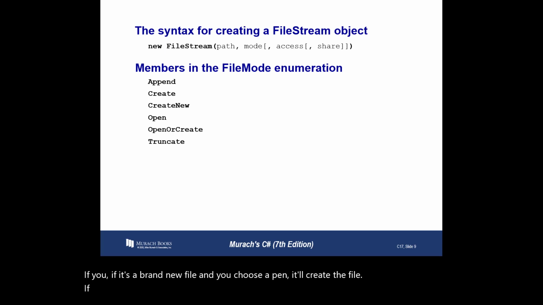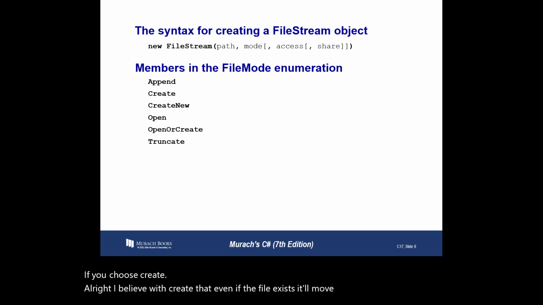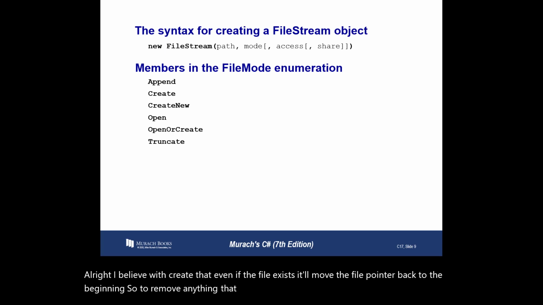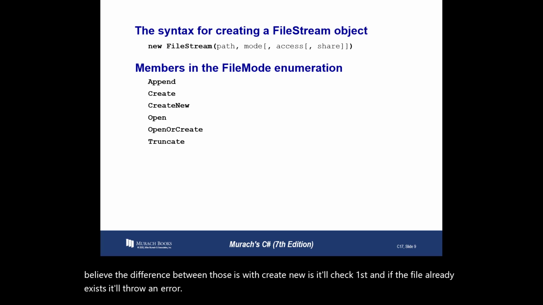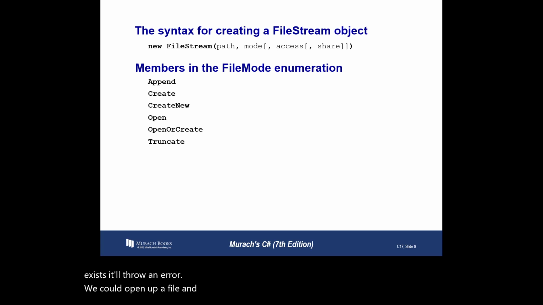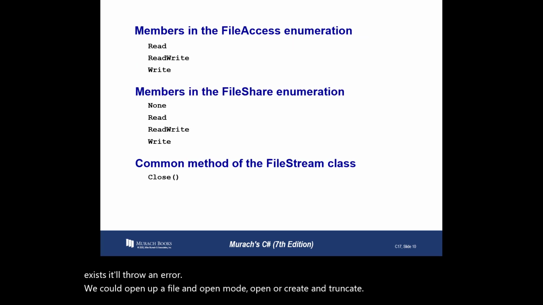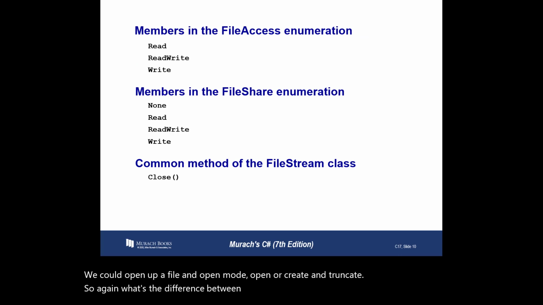If you choose create, all right, I believe with create that even if the file exists, it'll move the file pointer back to the beginning, so it'll remove anything that happened to be there previously. But create new, I believe the difference between those is that create new will check first, and if the file already exists, it'll throw an error. We can open up a file in open mode, open or create, and truncate. So again, what's the difference between these? Read means read only. Read write means read and write. Write means write only.